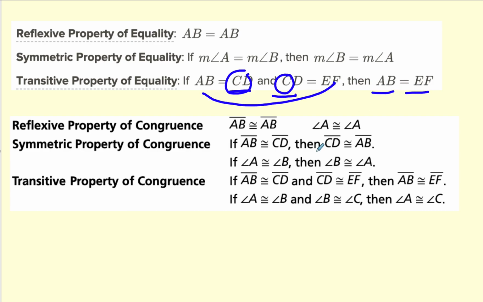And that's transitive. All this you learned in Algebra 1, and in geometry we have the same idea but with congruence. Something is congruent to itself: segments are congruent to themselves, angles are congruent to themselves. Two angles that are congruent in reverse, and two angles that are congruent to the same angle must be congruent to each other.